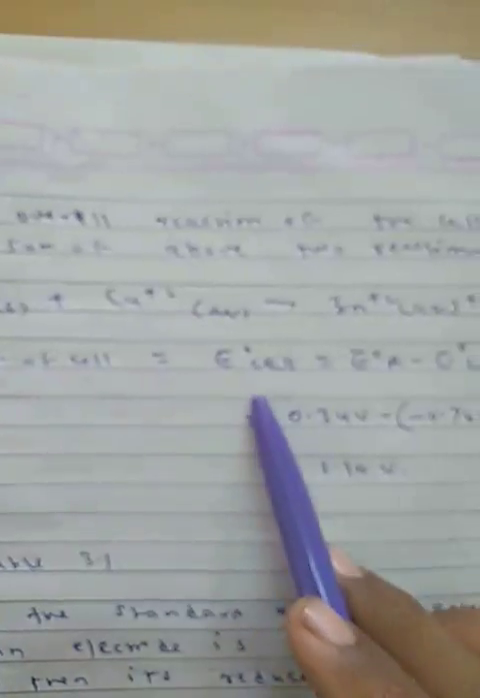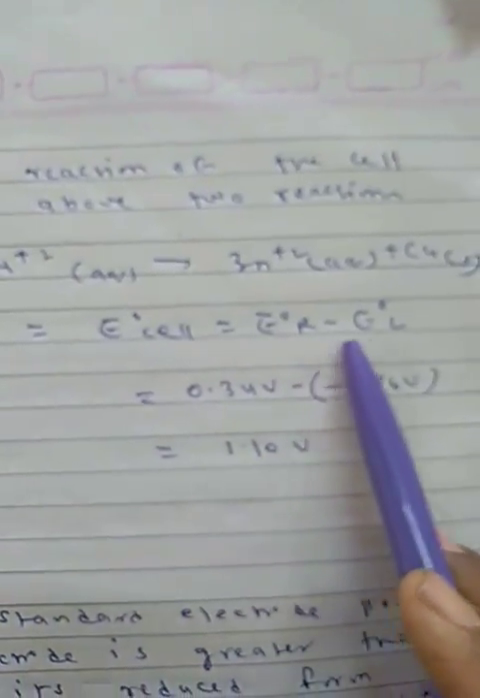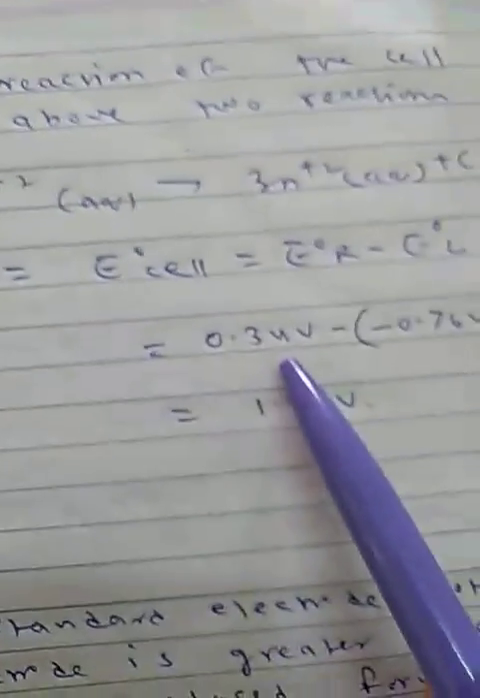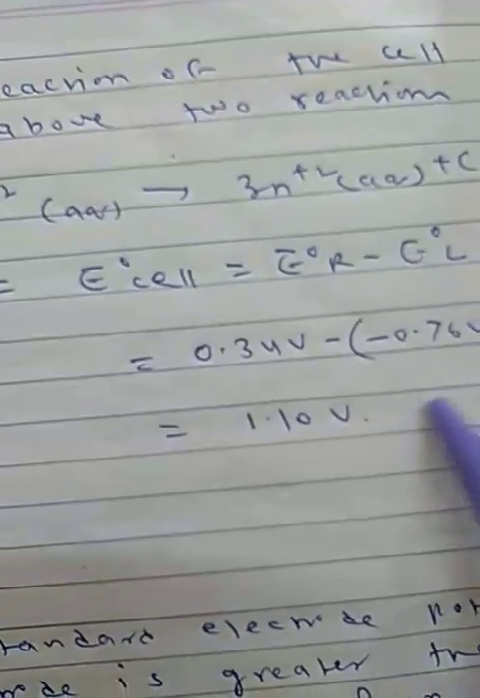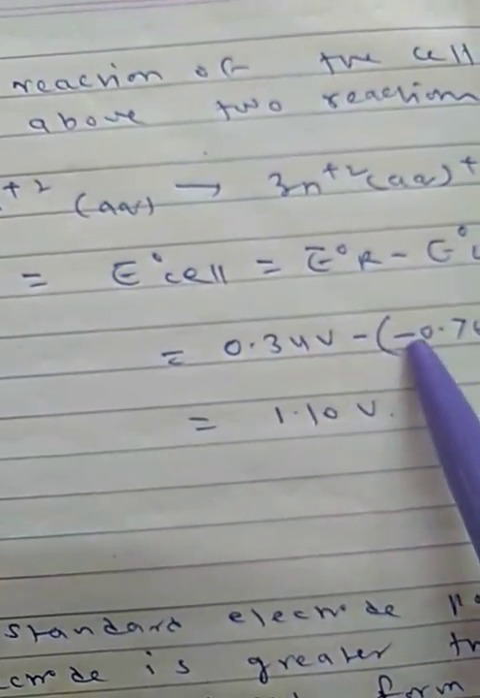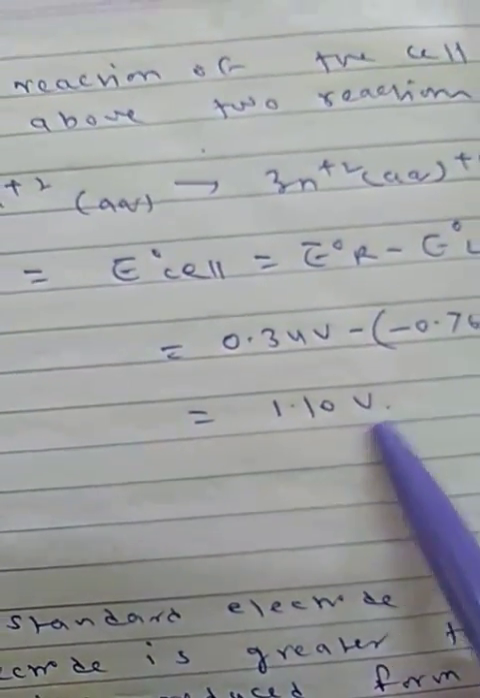Total EMF, E0 cell, is equal to E0 right hand side minus E0 left hand side. Earlier I told you in the earlier equation how we find 0.34 and minus 0.76, in these two methods by putting the hydrogen half cell. By putting these values, E0 right hand side 0.34 minus the value of the left, which is minus 0.76, so minus and minus becomes plus, and their value is 1.10 volt. So the EMF of this cell is 1.10 volt.